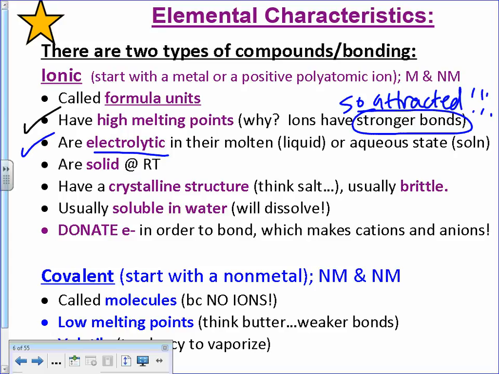Electrically conductive. And that's what I just told you is in their not solid state, but in their other states. Solid at room temperature, crystalline structure, soluble in water, donate electrons in order to make the bond. I think we're pretty good here.